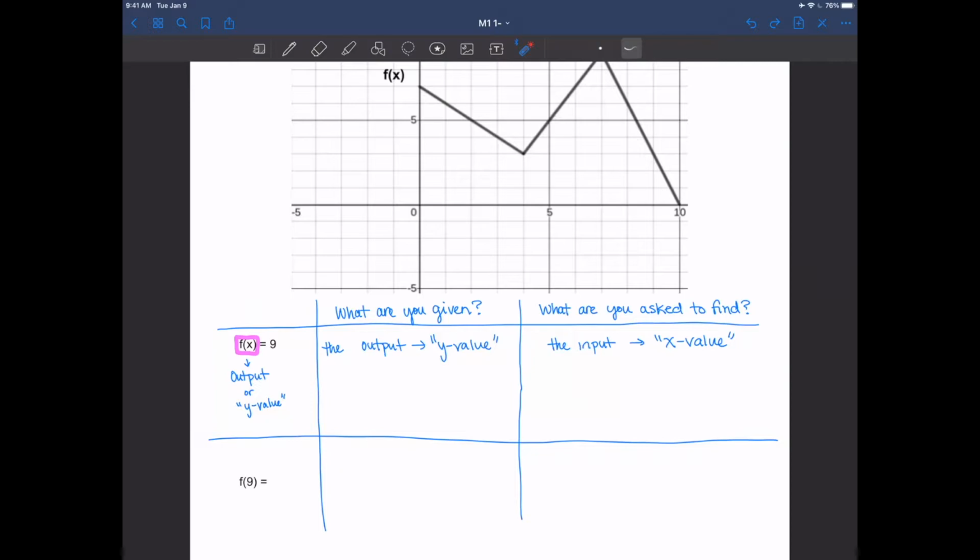This says f of 9. What are we given? Remember, the number or the expression inside of the parentheses is the input. So that's what we're given, right? Remember, input is the x value. And so what we're asked to find is f of 9, which is the output at that x value. Okay, so that's the difference between the two.